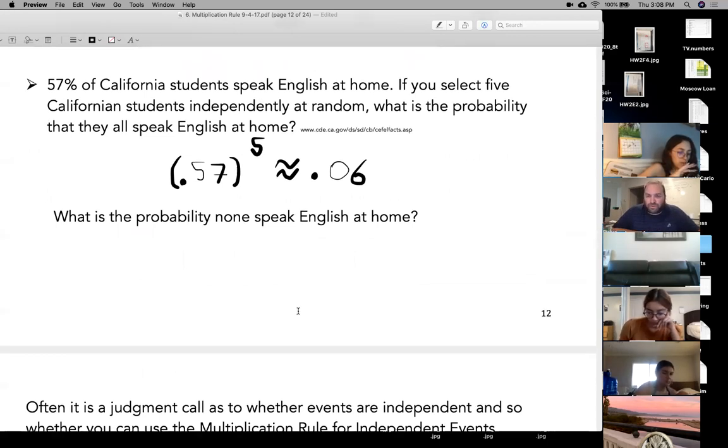So, first question. Are the 5 students that you're picking at random independent? Yes. Okay. So let's go to the first one. What's the probability the first one does not speak English at home? 43%. How about the second one? Same. Third one? Same. Fourth one? Same. Fifth one? Same. So why isn't it just this?